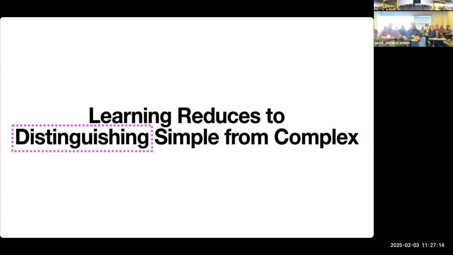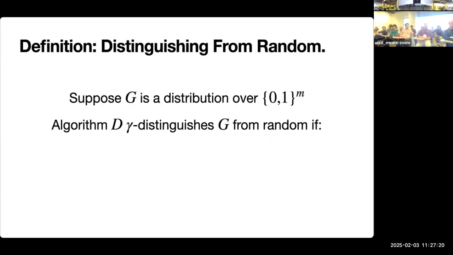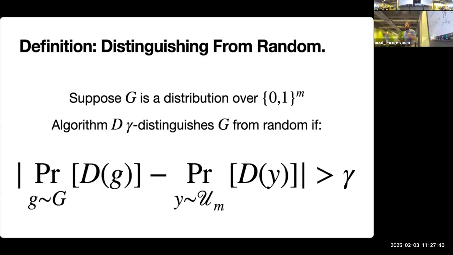So we got learning, we acquired our target concept class. Now let's talk about distinguishing. I want to talk about distinguishing stuff from random. So let's say that we have a distribution G over 0, 1 to the m, so just m-length bit strings. We say that an algorithm D, gamma distinguishes G from random if the following equation holds.